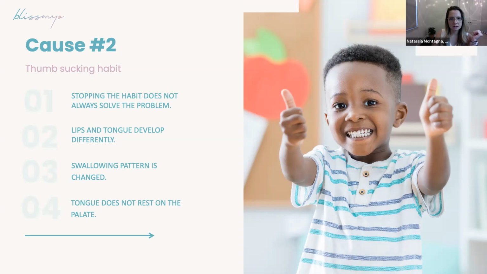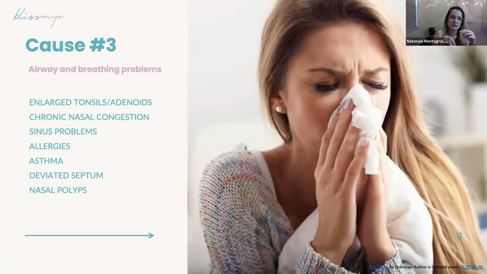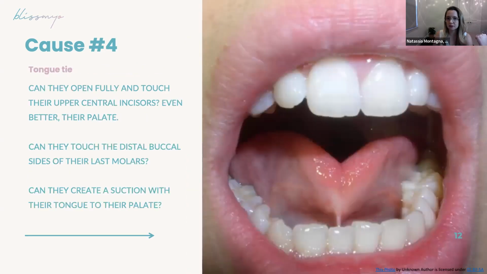And the third cause, sorry, my slide is frozen here. The third cause is airway and breathing problems. So all the ENT issues, enlarged tonsils and adenoids, chronic nasal congestion, sinus problems, allergies, anything that's going to cause the nose to be congested and not being able to breathe through the nose. That's going to cause mouth breathing, and it's going to cause a myofunctional disorder.